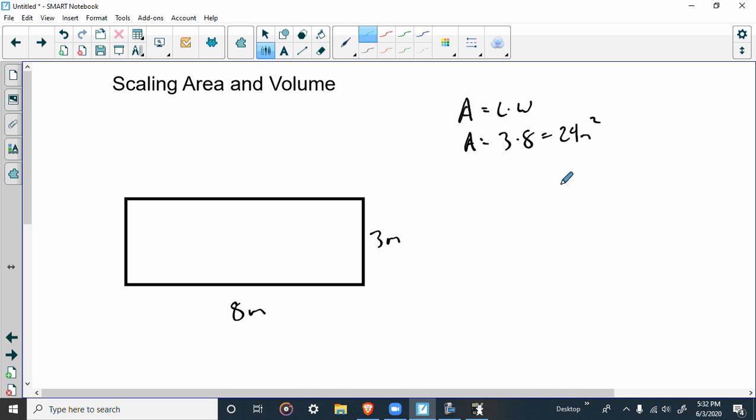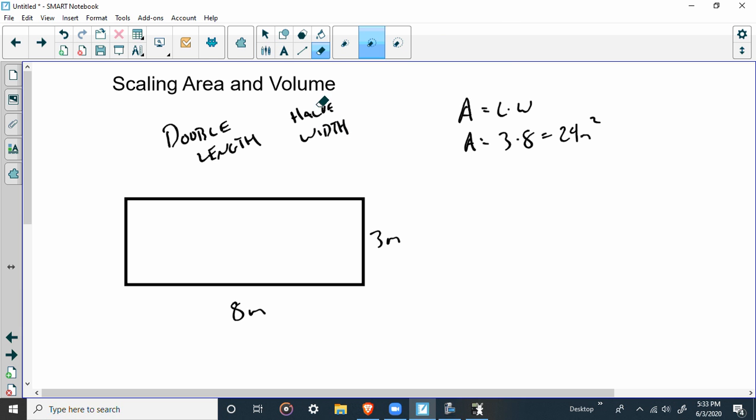You should have no problem with that. If you have a problem with that, go back and watch the old videos. Okay. What we're going to say now is, hey, what happens if we double the length? Or halve the width? So these are the types of questions we're going to be talking about. What happens if I double both of them?